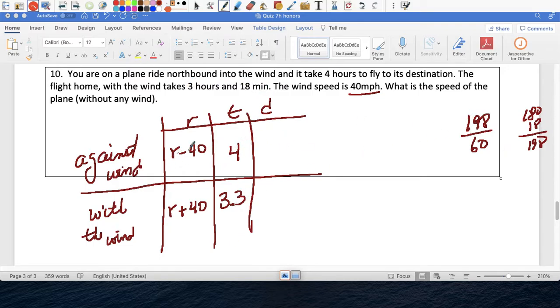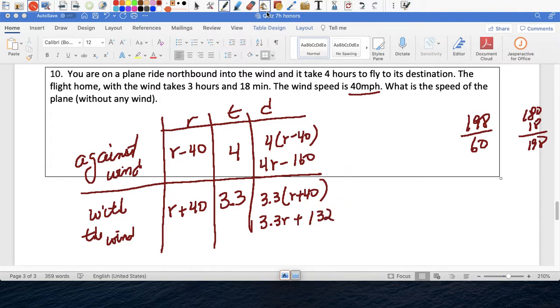Now we can do the distributive property. Multiply rate times time, and we get 4 times r minus 40. And over here, we're going to get 3.3 times r plus 40. And you could have multiplied already: 4r minus 160. And here we get 3.3r plus whatever that is. 40 times 3.3 gives you 132. Okay, if you just wanted to expand on that.